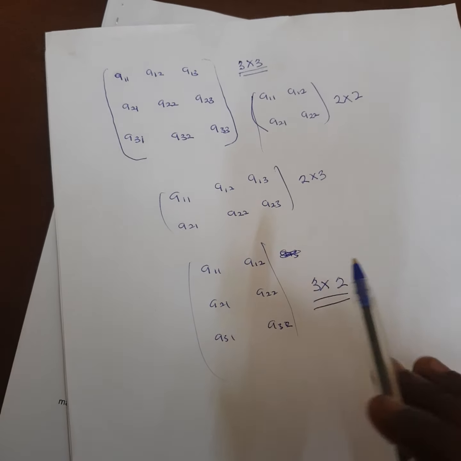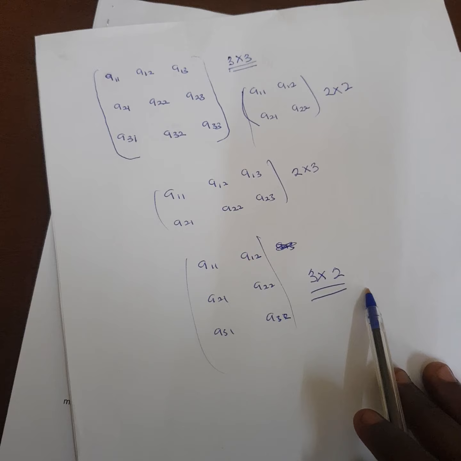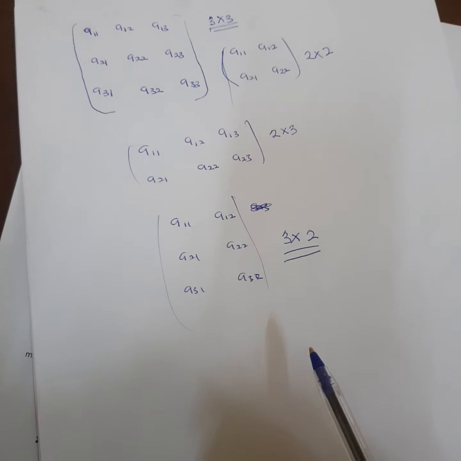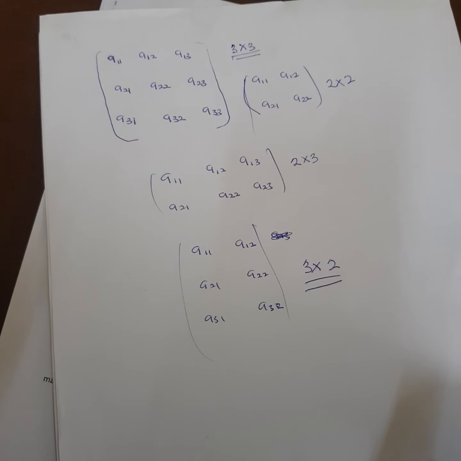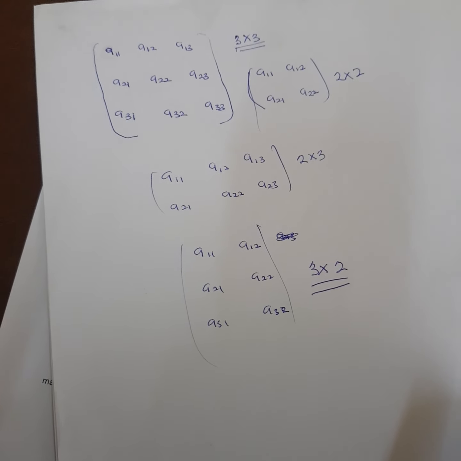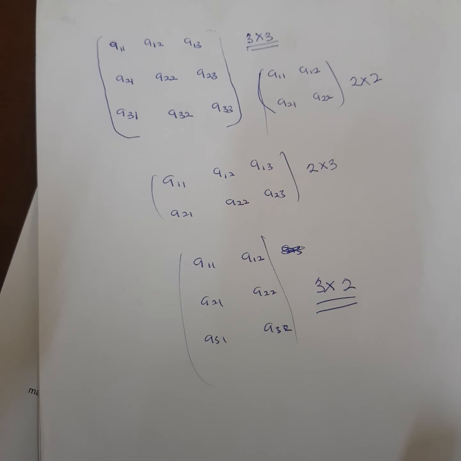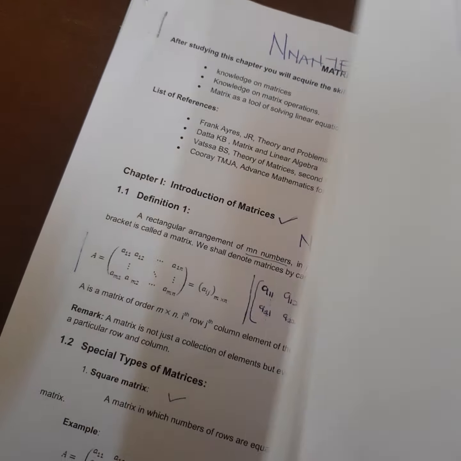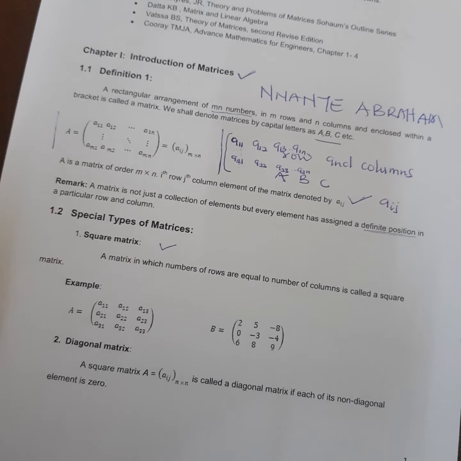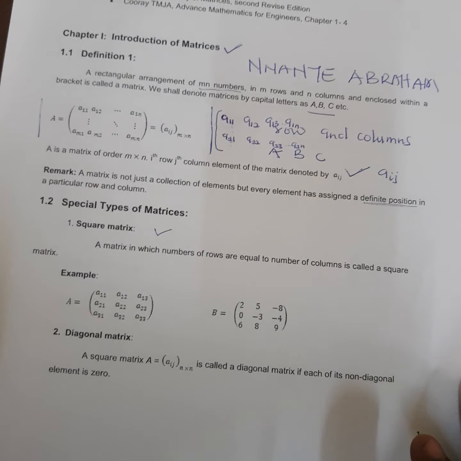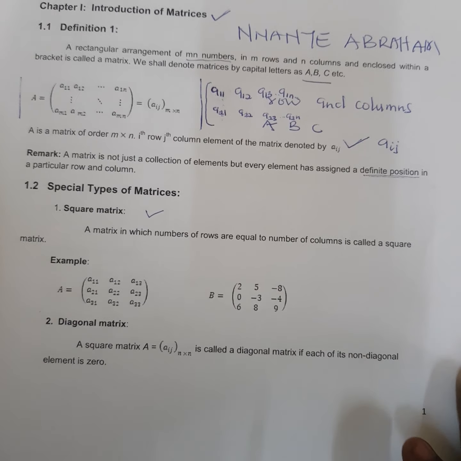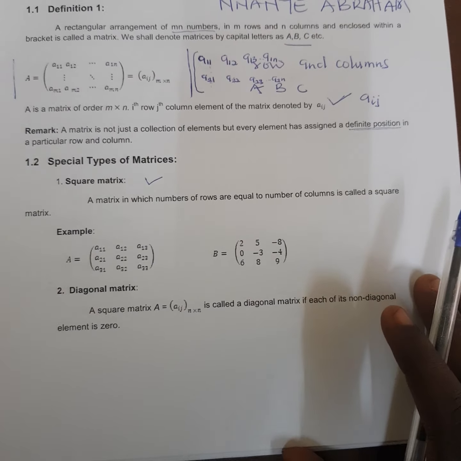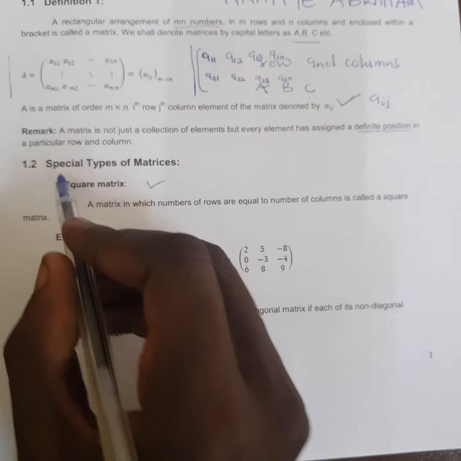We have 3 by 3, 2 by 2. You can even have 1 by 2. It's anything, but it should be in a rectangular form. You learn that in the definition of matrices. They said it is a rectangular arrangement of mn numbers. So it should be in a rectangular form.